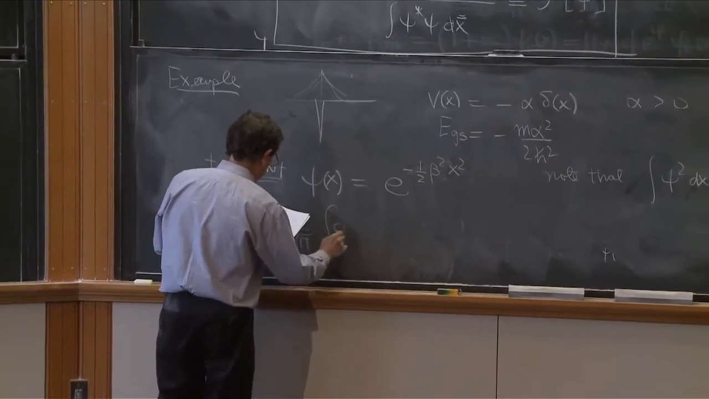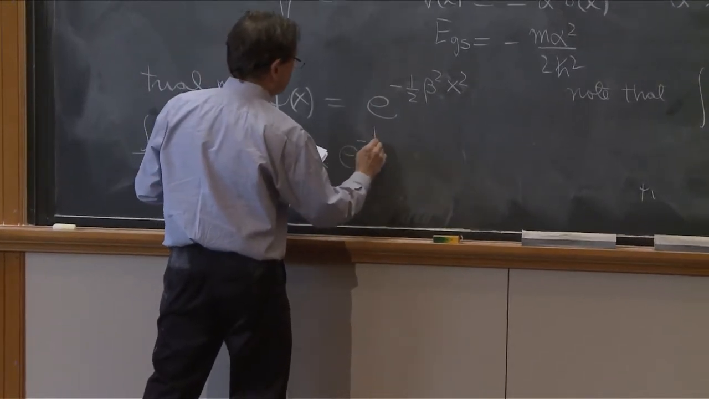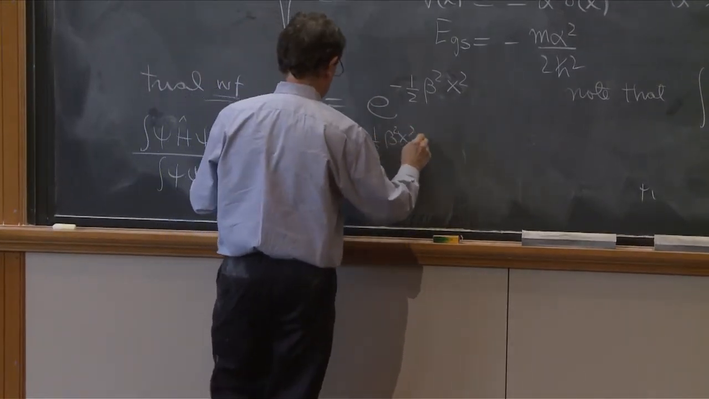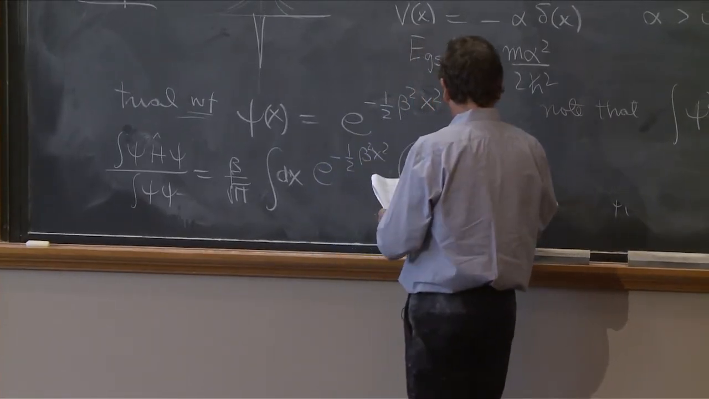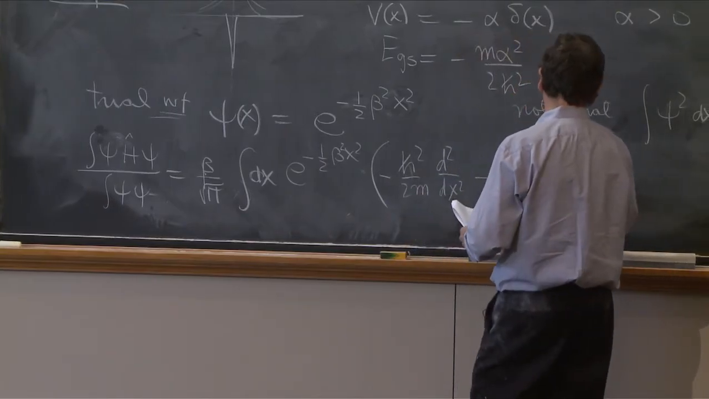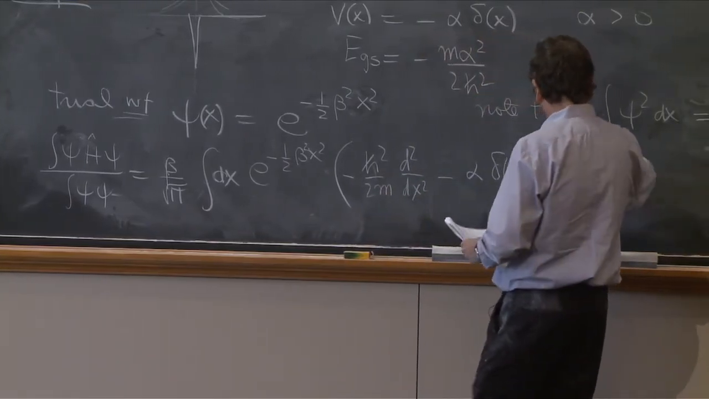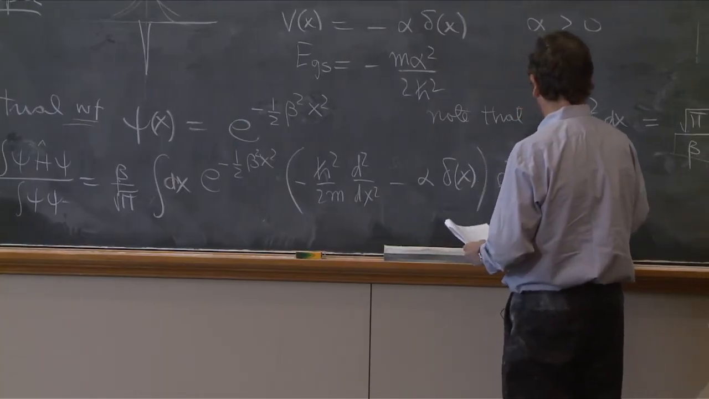And let me write the whole thing here. The integral dx of psi, which would have e to the minus 1/2 beta squared x squared, then minus h bar squared over 2m the second derivative dx squared, minus alpha delta of x, acting on another wave function e to the minus 1/2 beta squared x squared.